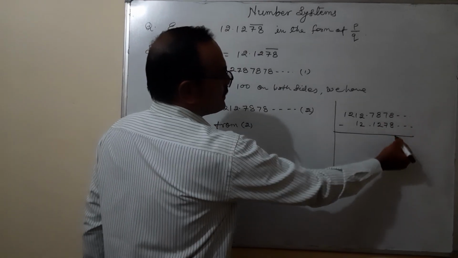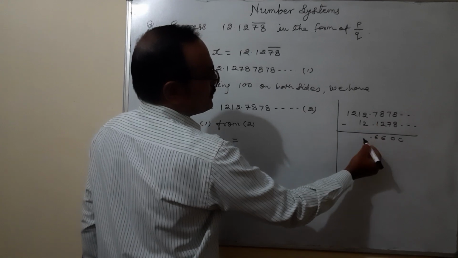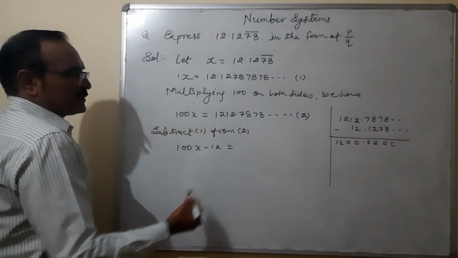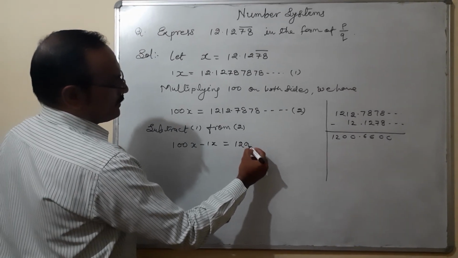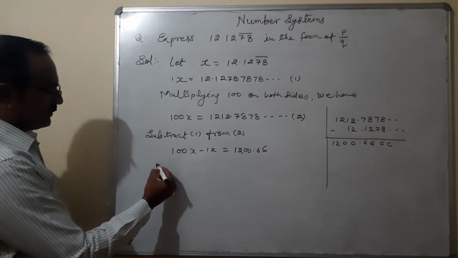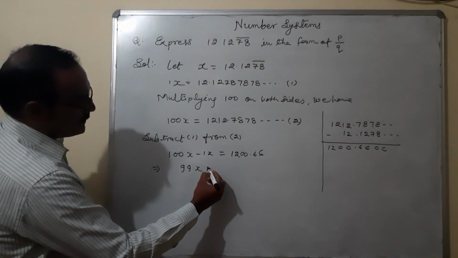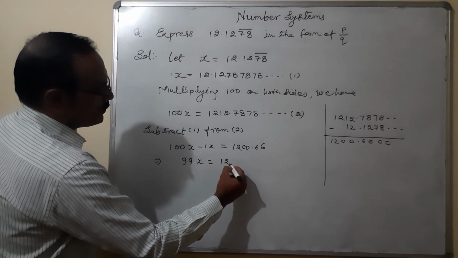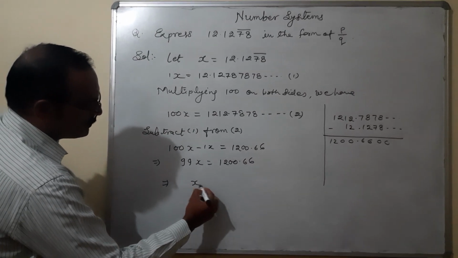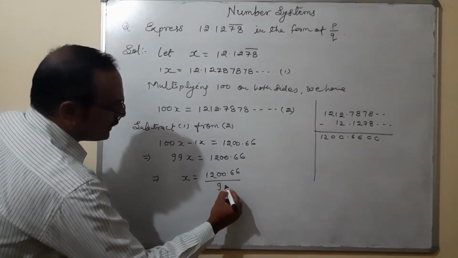When we subtract it, the result is coming 1200.66. Next step, 100x minus 1x is 99x, equal to 1200.66. Therefore, the value of x is equal to 1200.66 upon 99.